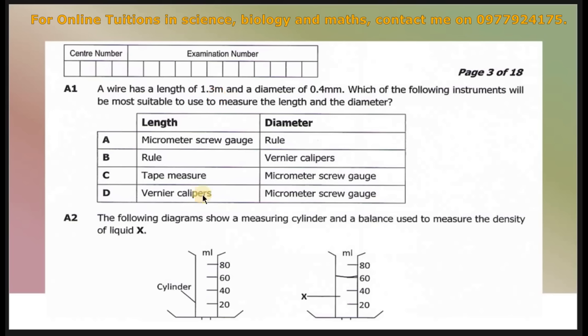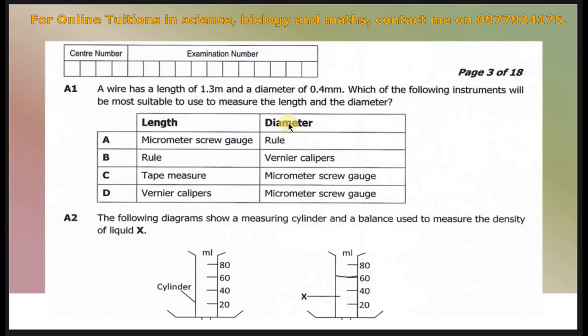How about vernier calipers? The distance that vernier calipers measure is out of range of this. It's a very short distance. So this one is way, way too big compared to the distance that a vernier caliper can measure. So the vernier caliper is not suitable for measuring this distance. So here it is C.